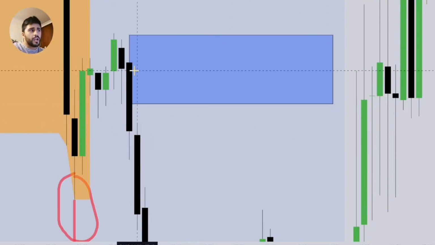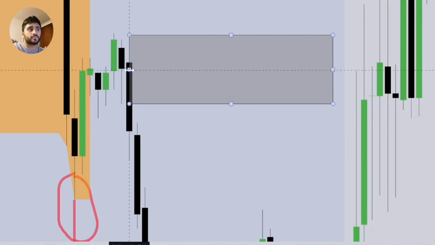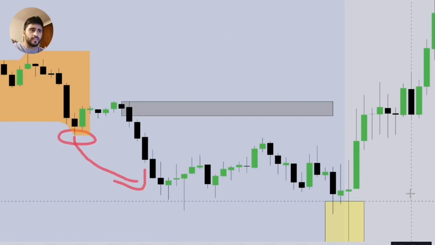So how does the point of interest differ from the fair value gap? The point of interest will look something like this. This over here is the point of interest. My point of interest is always the candle before the fair value gap, right? It's always this way. This is how I form my points of interest.